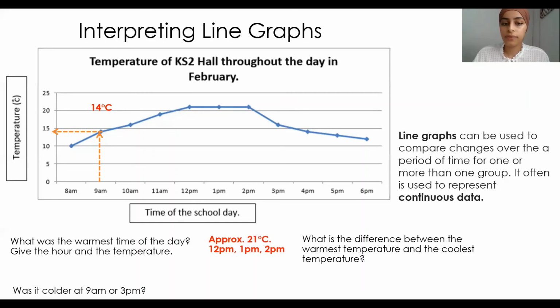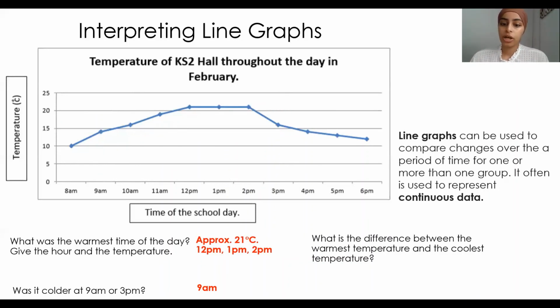Okay, and let's do the same for 3 p.m. So I'm going to find 3 p.m., go up and stop when I reach the plot, and go right across, and it looks like it's just above 15. So I'm going to say that's around 16 degrees Celsius. So which one was colder? Colder, in this case, would be a smaller number. A smaller digit would represent a colder temperature. And in that case, it is 9 a.m.